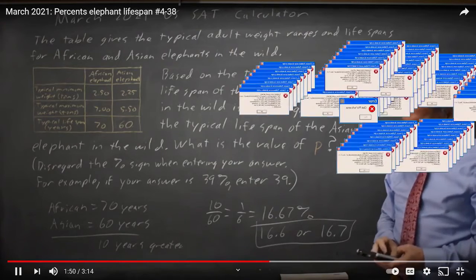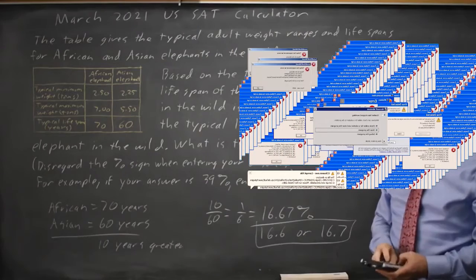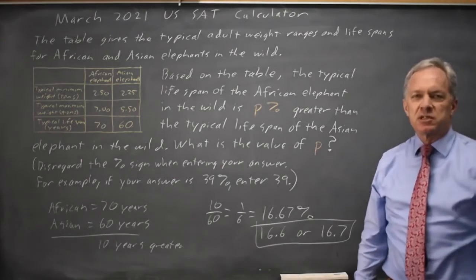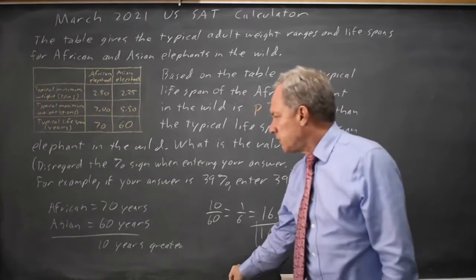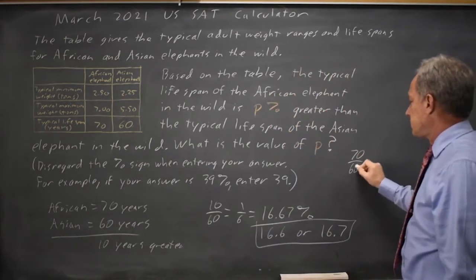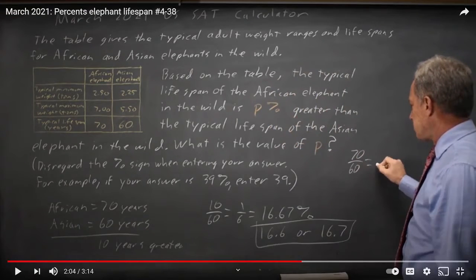Math. And it is 16.6 or 16.7. If you were tempted to say 70 over 60, which is... Okay, guys. I'm going to pause the video here. See if you can figure out 70 divided by 60. What would that equal? I'm going to pause the video.